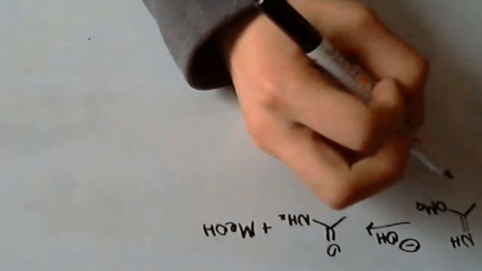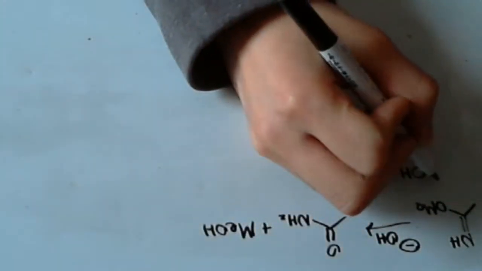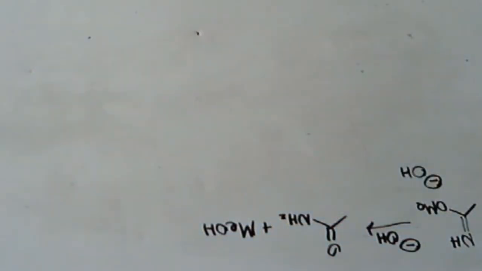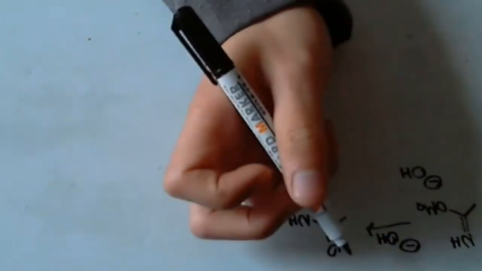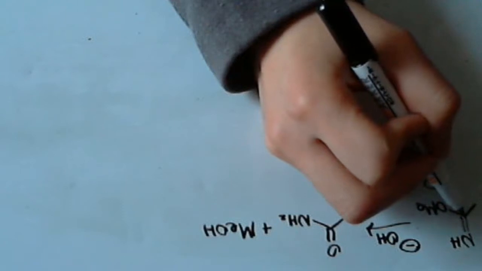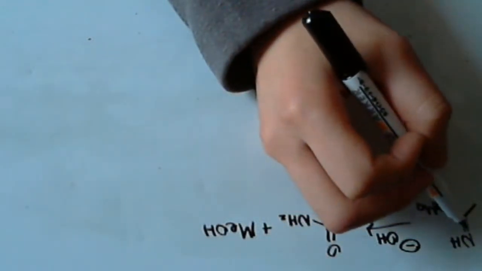So we know we have an OH minus, and that's going to react. And how is it going to react? Well, the only real option we have is to react as a nucleophile. So what's the most nucleophilic atom? It's this carbon that's double bonded to the NH.